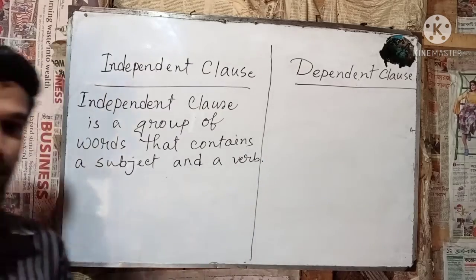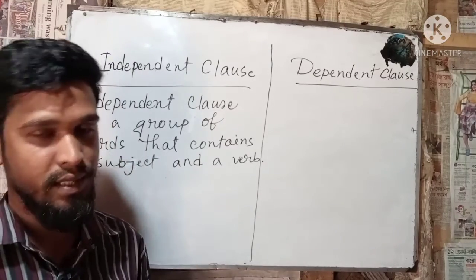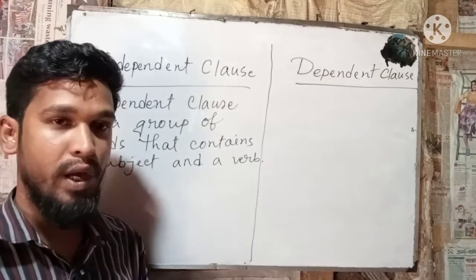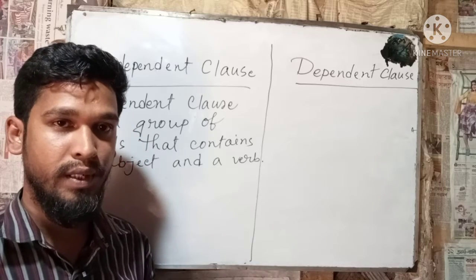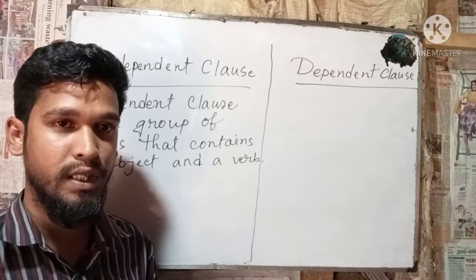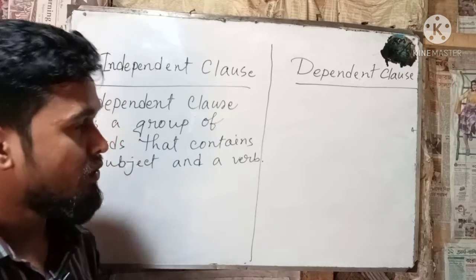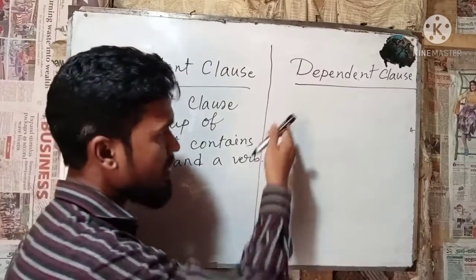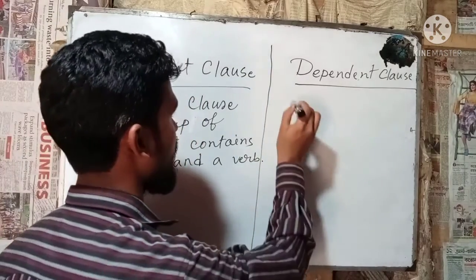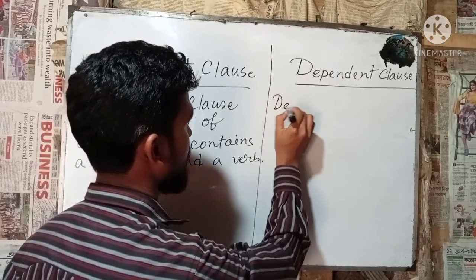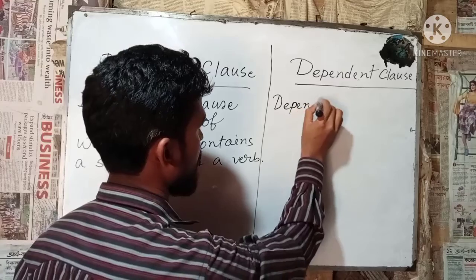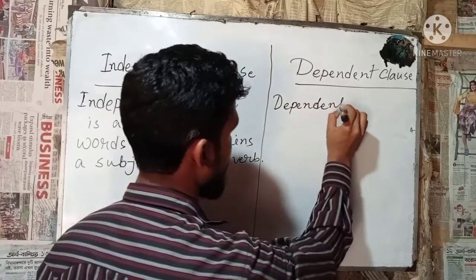You should know that to make a clause, of course, you need a subject and a verb. Without a subject and a verb, you can't make a sentence or a clause. So it's also the same. Dependent clause.